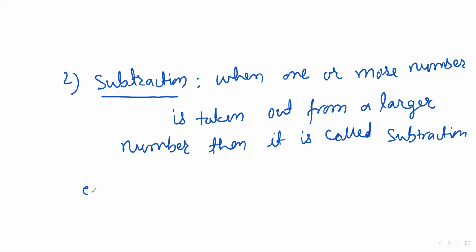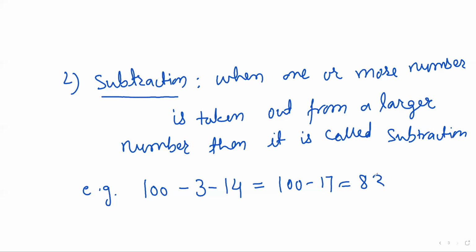For example, 100 minus 3 minus 14. Here we are taking out two numbers, that is 3 and 14 from 100. So what will we get? 100 minus 17, that is 83. Now let's understand third operation, that is multiplication.